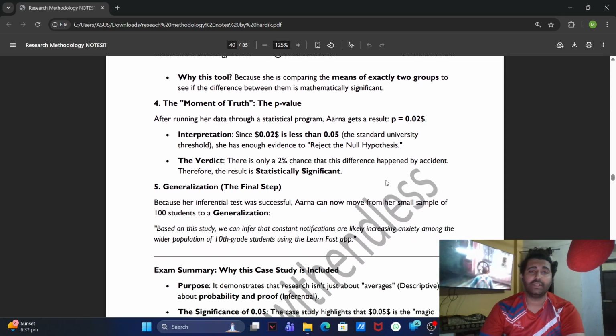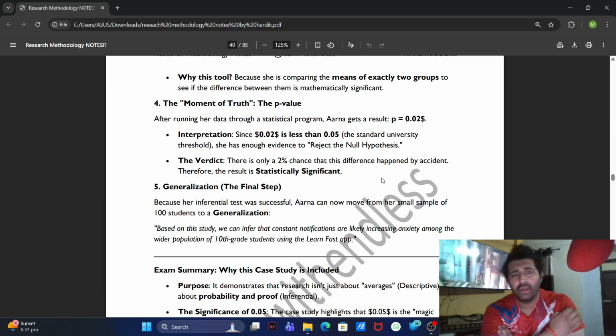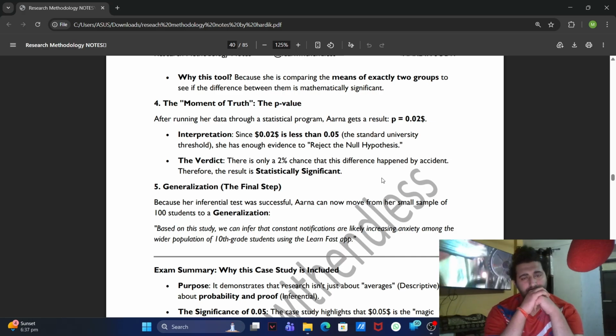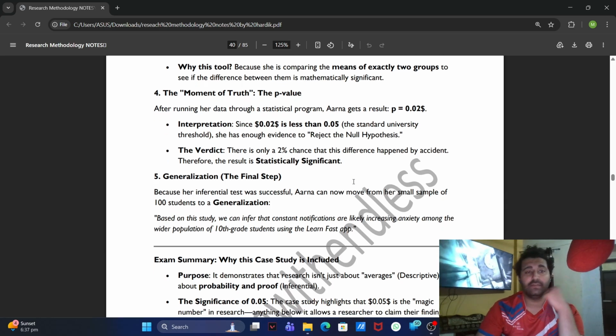After running her data through the statistical program, Anna gets a result of 0.02, as we discussed earlier. The interpretation: since 0.02 is less than 0.05, the standard university threshold, she has enough evidence to reject the null hypothesis. The verdict: there is only a 2% chance that the difference happened by accident. Therefore, the result is statistically significant.